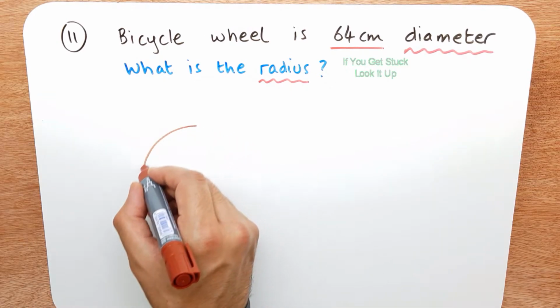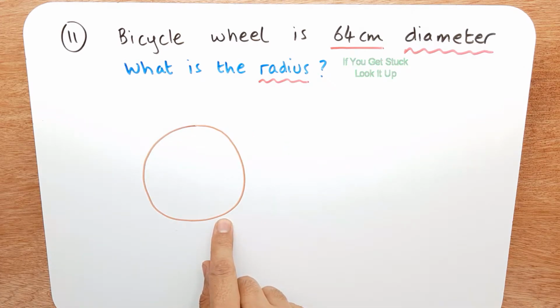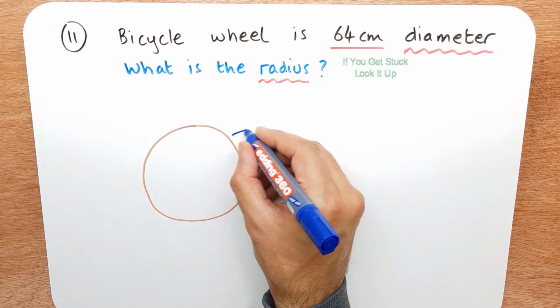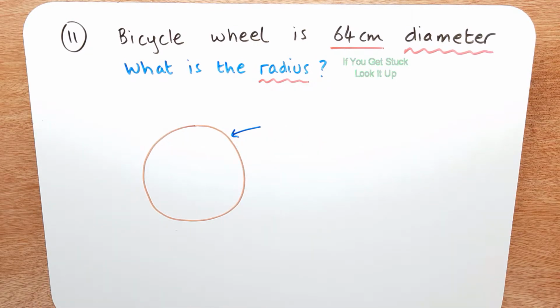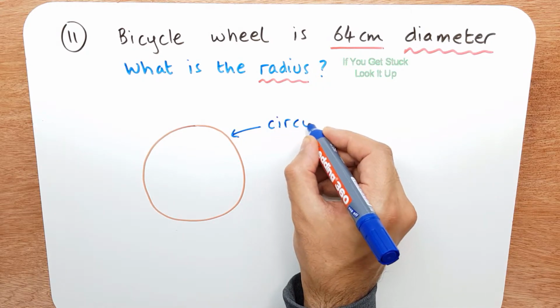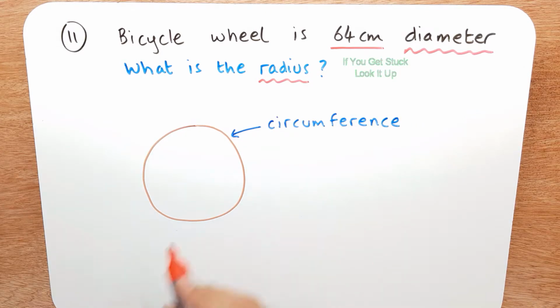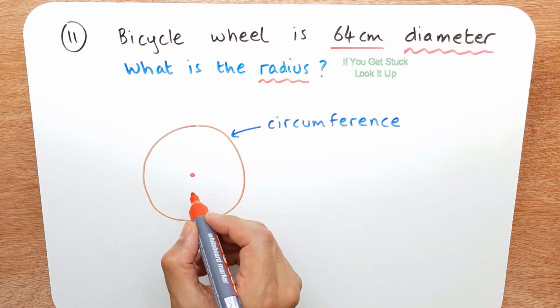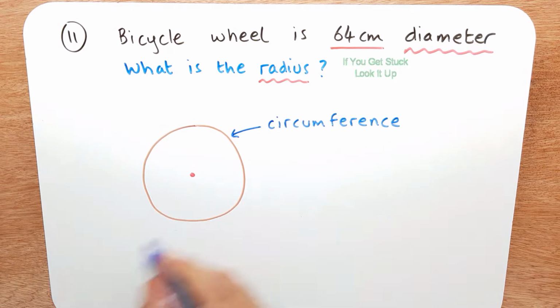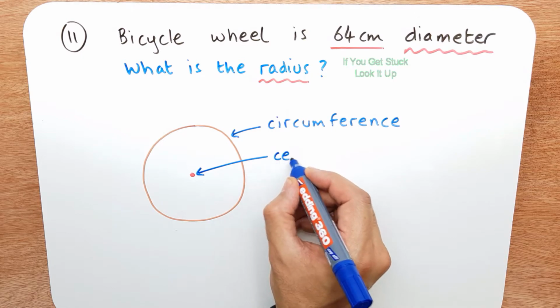So let me draw the outside of a circle. Well, it's more like an egg, but it doesn't matter. I want you to know the outside of a circle is called the circumference. Now there's a dot in the center, and that there is the center of the circle.